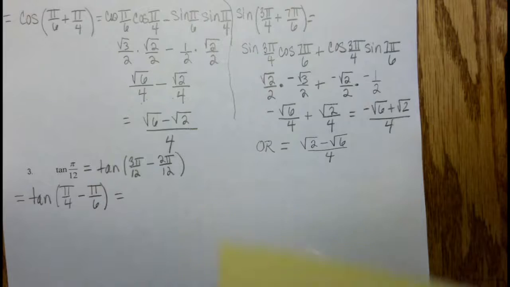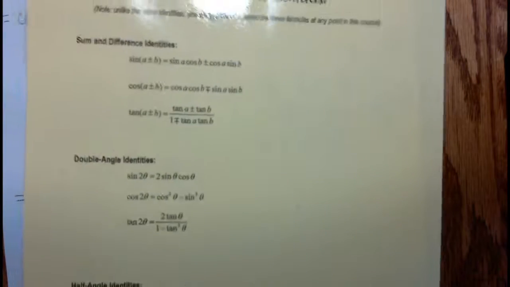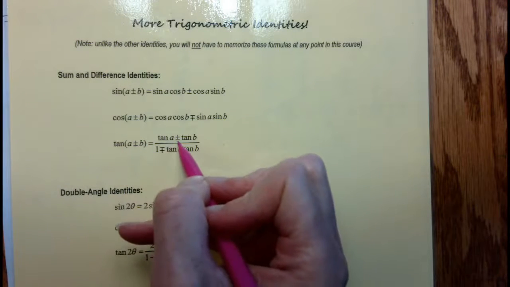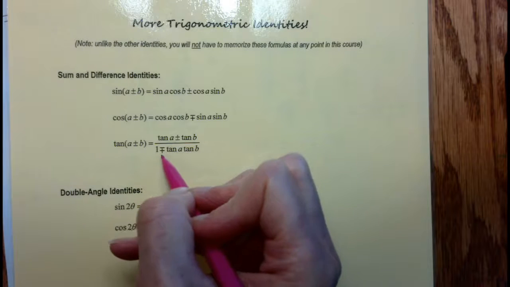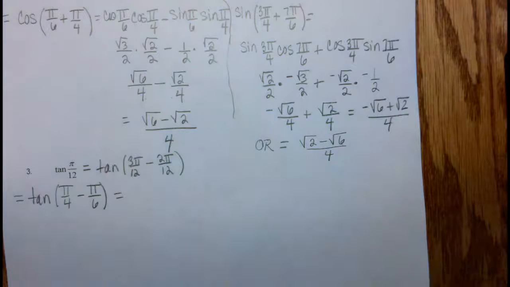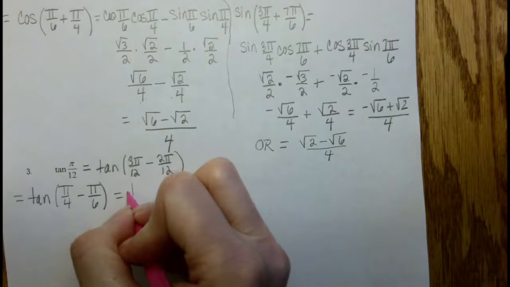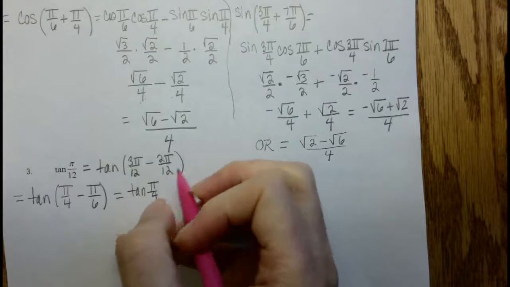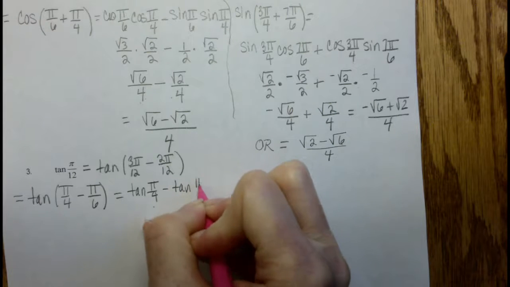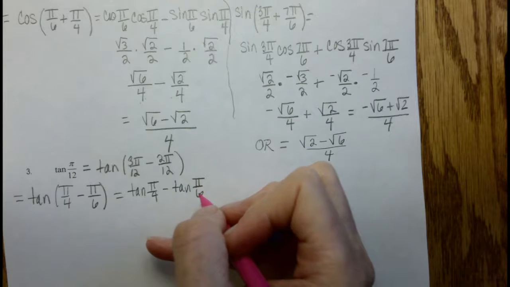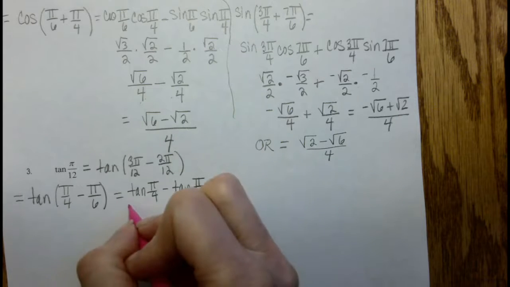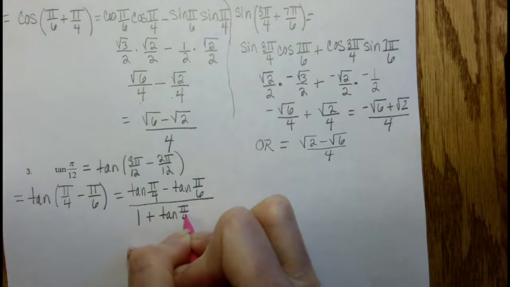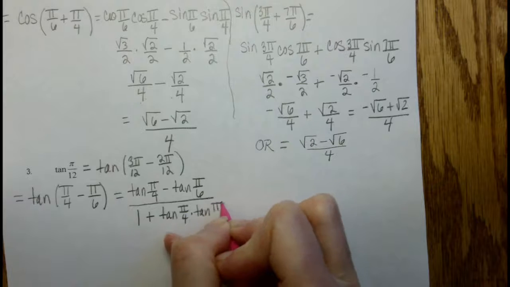We go back, we fill in our formula. Remember, with regards to the tangent, since we're subtracting, that's on the bottom here, so we're going to be subtracting in the top of the fraction, and we're going to be adding in the bottom of the fraction. So this is going to become tangent of pi over 4 minus tangent of pi over 6. And then down here in the denominator, it's going to be 1 plus tangent of pi over 4 times tangent of pi over 6.